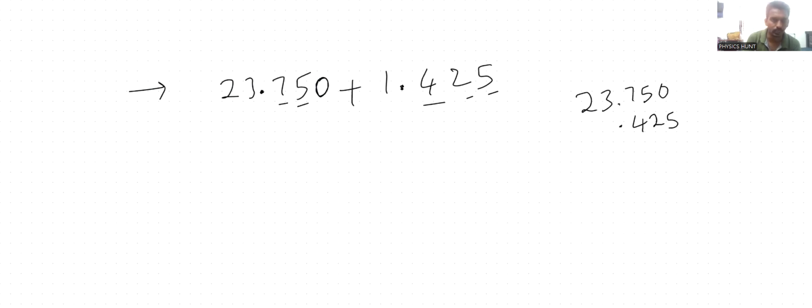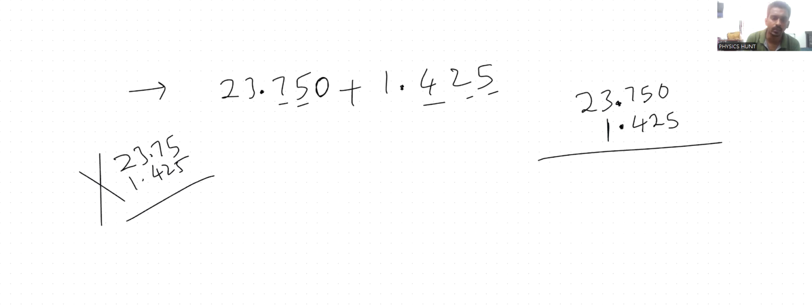So 23.75. So 1.425. So you cannot add like this. So the decimal points should coincide. So before the decimal, 1 is there. Now you can add just like normal numbers. So like 23,750 plus 1,425. How will you add?